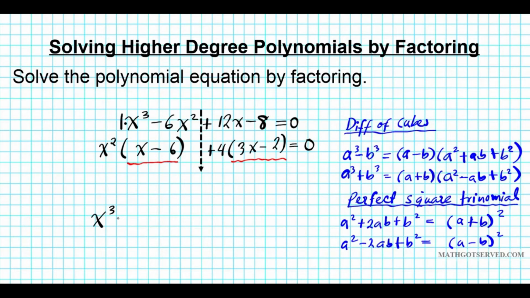X to the third minus 6x squared plus 12x minus 8 equals 0. And we can basically inspect this polynomial and see, is there anything about this polynomial that can give us a hint as to what method can be used to factor it completely. Now, if you take a look at the first term, you have x to the third, and the last term is 8.